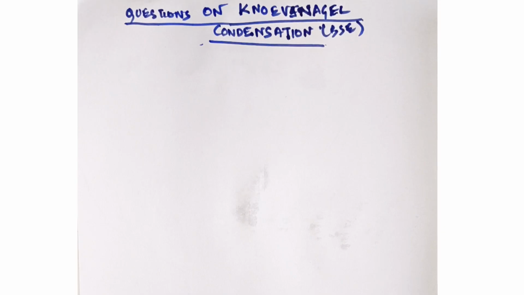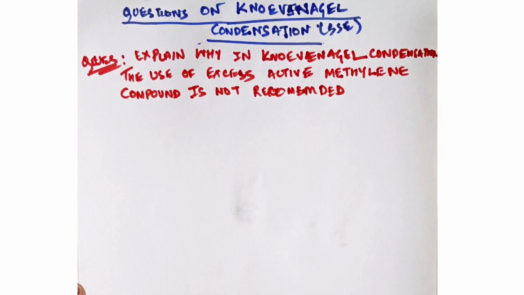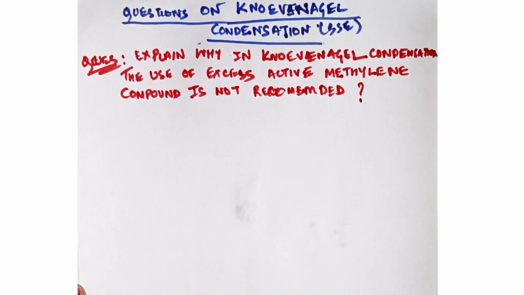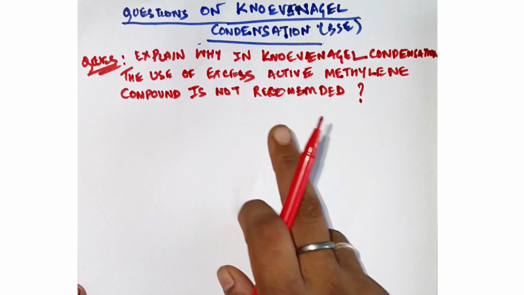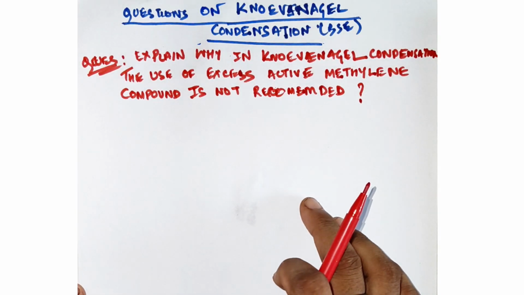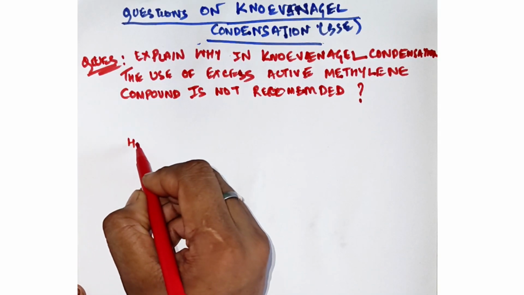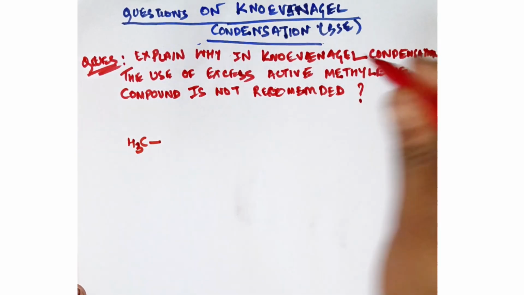Before going to the numericals, one most important question which comes in examination is: explain why in Knoevenagel condensation the use of excessive active methylene compound is not recommended. We know that this is the condensation of aldehydes or ketones with an active methylene compound, so excess of active methylene compound is not recommended. Why? First let me draw this and then I'll write the answer.